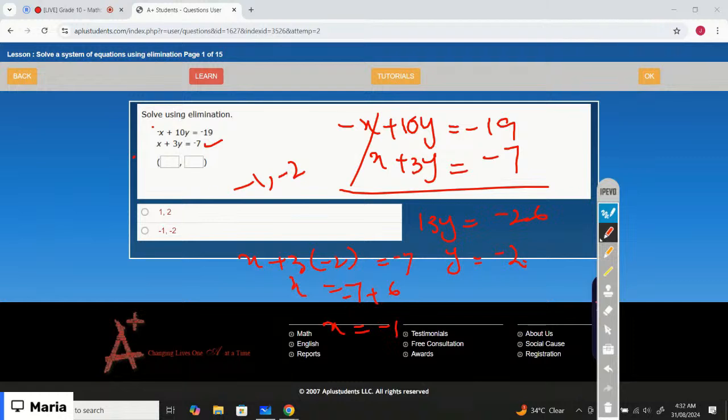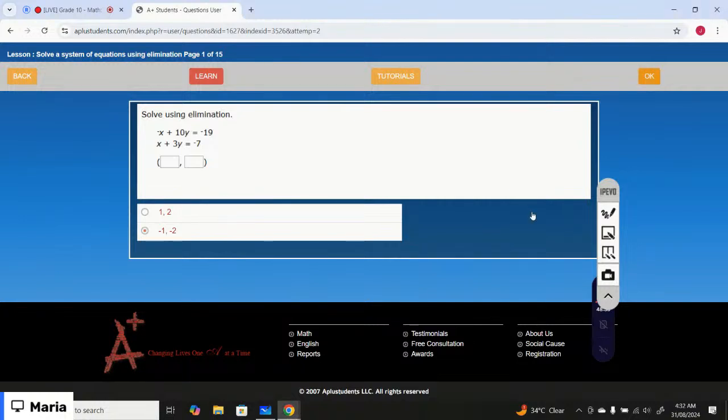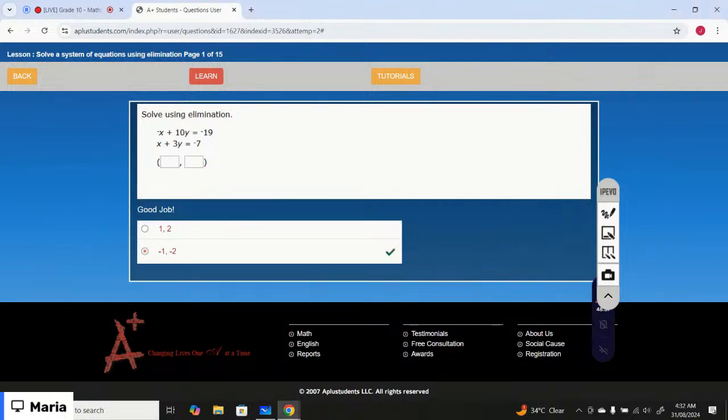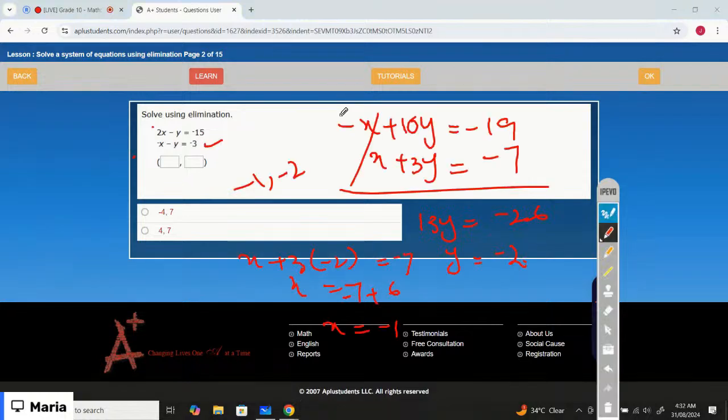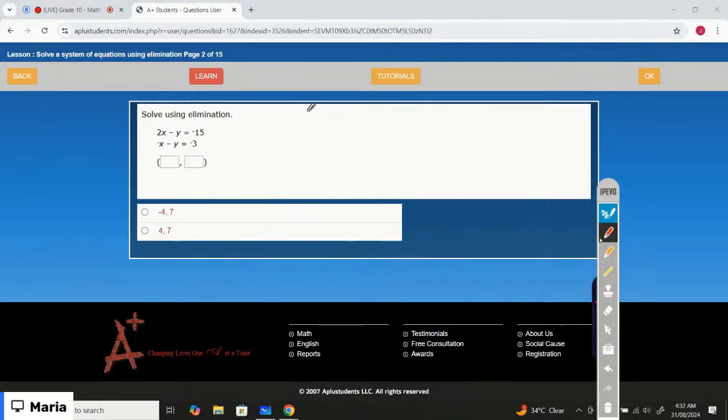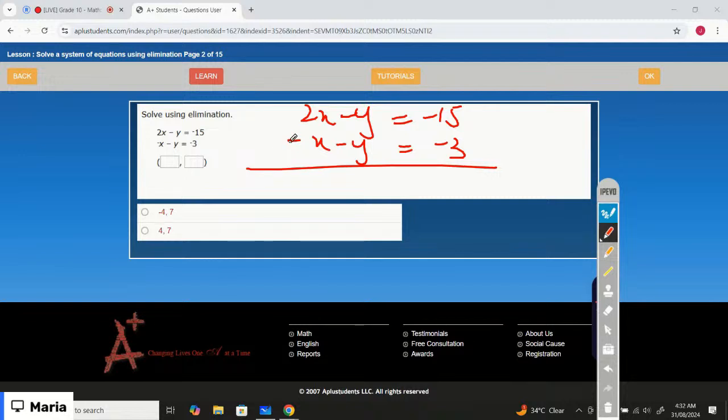Okay, so let's just move on to the next one. Okay, the next one is 2x minus y equals negative 15 and negative x negative y equals negative 3. So if you subtract both the equations, y would be eliminated. So let's just subtract both the equations, right? 2x minus y equals negative 15 minus negative x minus y equals negative 3, right? So you are going to subtract both the equations.